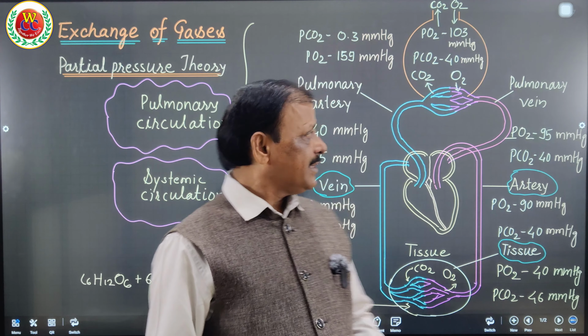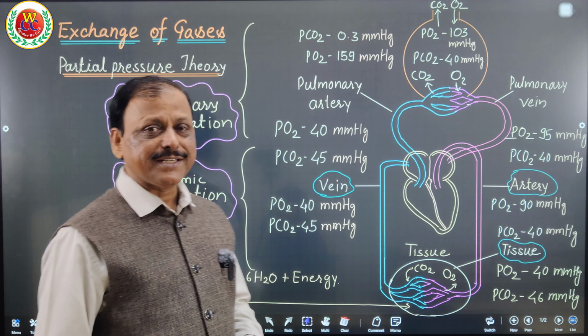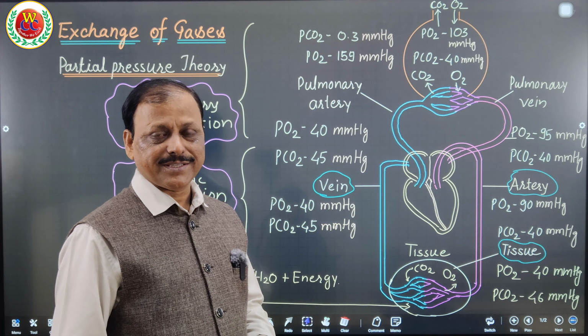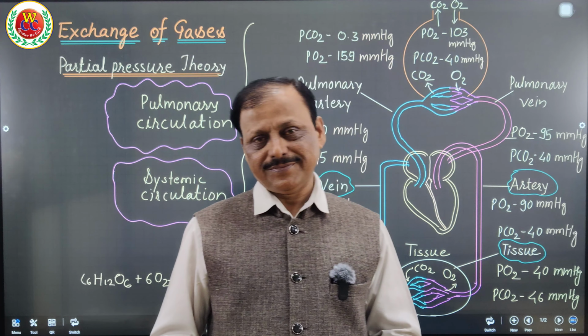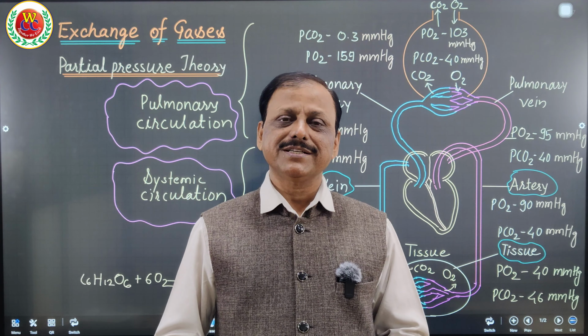Now here, this is a diagrammatic presentation to understand exchange of gases. Exchange of gases basically depends upon partial pressure. It is also called the partial pressure theory of exchange of gases. What is partial pressure? It is the individual pressure, or pressure of that individual gas in the mixture of gases. So the pressure exerted by that individual gas in the mixture of gases is known as partial pressure.